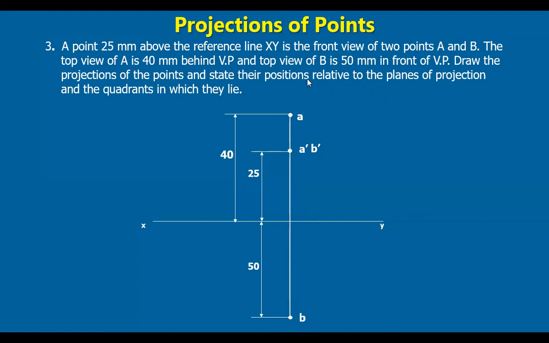State their positions, right? In which quadrant they are lying. Here A and A dash both are coming on one side of the reference line, so it must be either the second quadrant or the fourth quadrant. But both the projections are above the reference line, so point A is lying in the second quadrant. B dash and B are falling on either side of the reference line. B dash, the front view, is above the reference line, and the top view is below the reference line. So point B is in the first quadrant. Like this, we identify the position of these points.